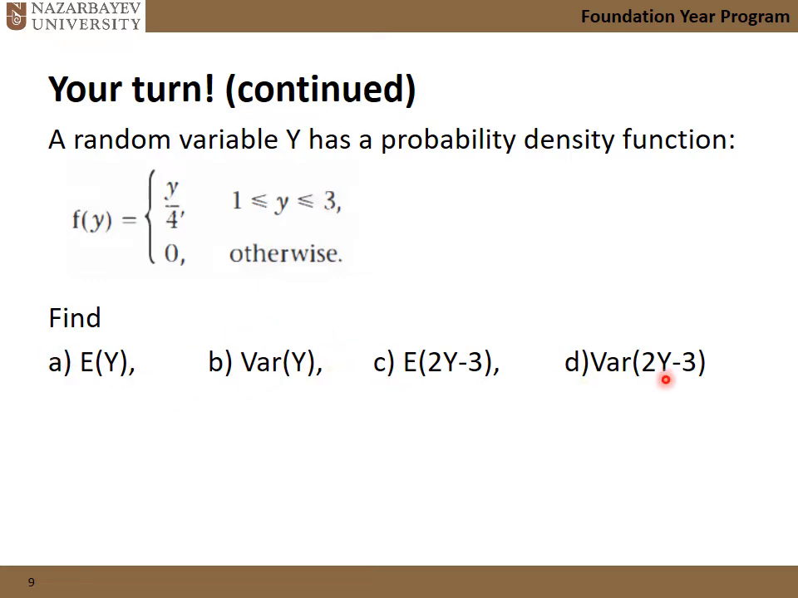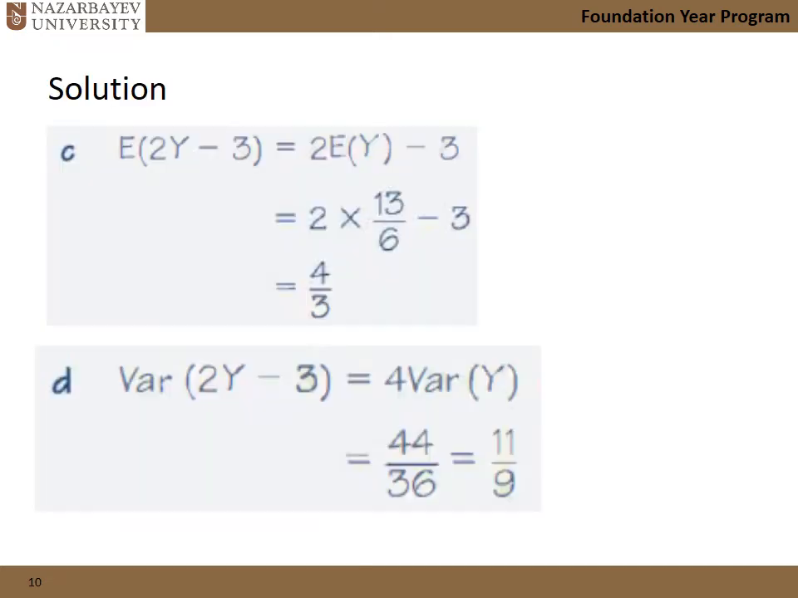Now in C and D, they ask us to find expectation of 2y minus 3, and variance of 2y minus 3. We know E of y, our a is 2, our b is minus 3, so we need to multiply this 2 by that, and then the result added to minus 3, and that's it. So we are going to use the result from the previous one. Here are the results from the previous one.